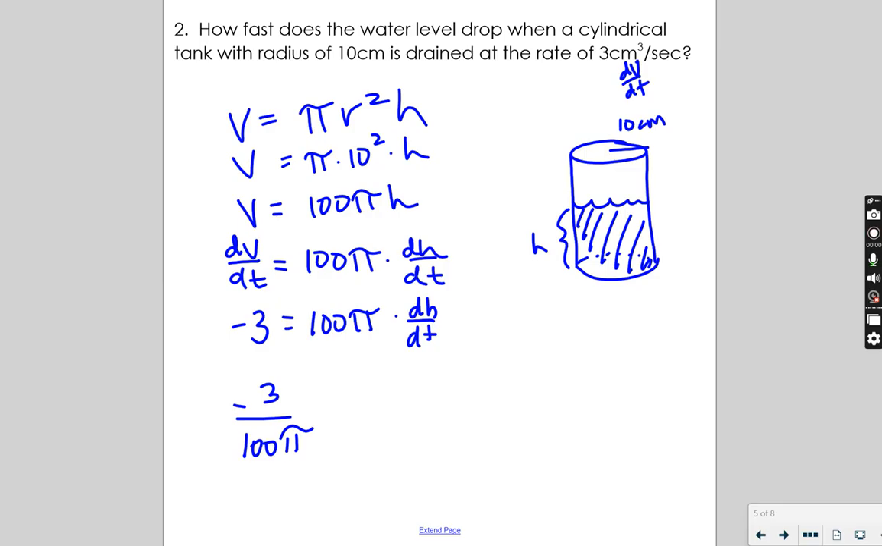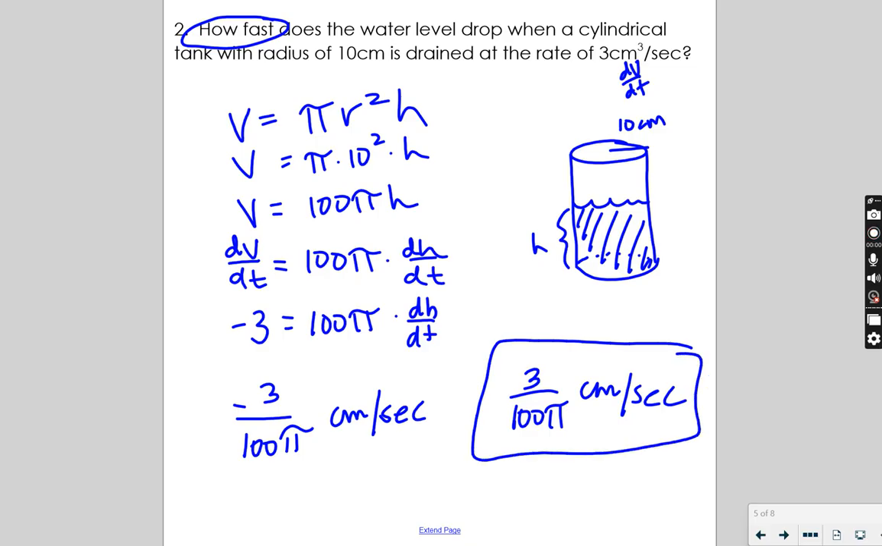What do we think the units are? We're talking about the change in height. Centimeters per second. Yes. There's one other thing in this problem. It said how fast. So what do I need to change about my answer? Positive. Make this positive. So really it's 3 over 100 pi centimeters per second.